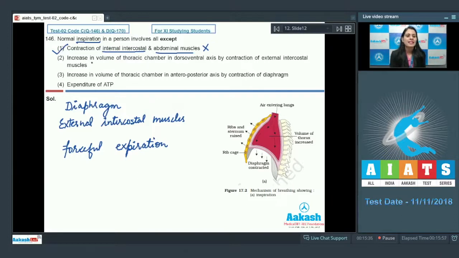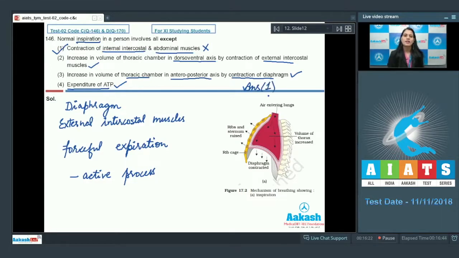Our second option given is increase in volume of thoracic chamber in dorsoventral axis by contraction of external intercostal muscles, and this is a correct option and is involved in normal inspiration. Our third option is increase in volume of thoracic chamber in antero-posterior axis by contraction of diaphragm, and this is a correct option because it is involved in normal inspiration. Our last option given is expenditure of ATP, and this is also involved during normal inspiration because normal inspiration is an active process. So the correct answer for this question is option number 1. Let's proceed to the next question.